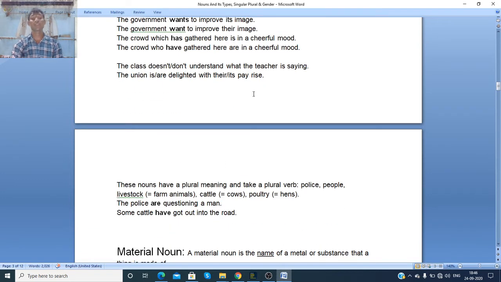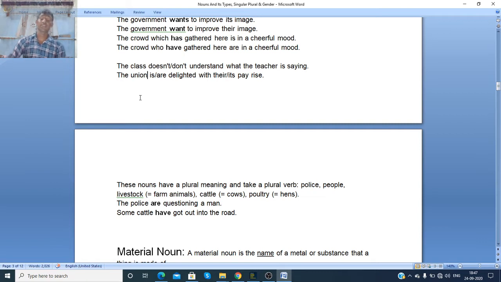And the union is the same thing. Union is a collective noun, and we use "is" when we see that all of them are delighted with its pay rise. The union is delighted with its pay rise. But when we see that some are happy, some are not happy, some are delighted, some are not delighted, we use a plural verb and a plural pronoun. The union are delighted with their pay rise.